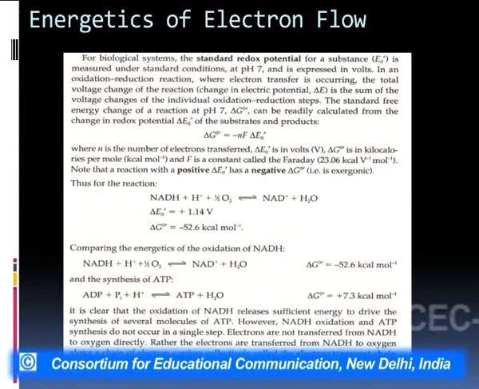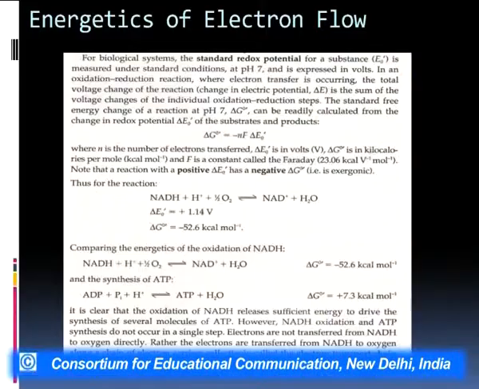So, we find that the Nernst equation tells us that the energetics of the oxidation of NADH, when it gives rise to NAD plus, the delta G is minus 52.6 kilocalories. Here I should also mention that if we have a positive delta E, that means a positive redox potential, it means that the delta G is negative. And when the delta G is negative, then it is characteristic of an exergonic reaction.